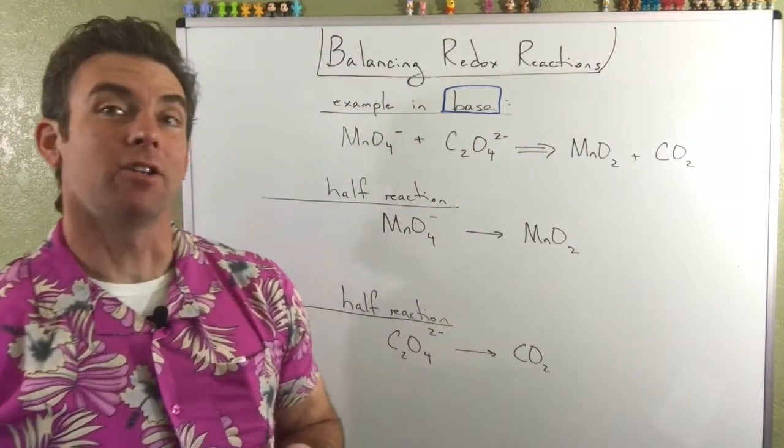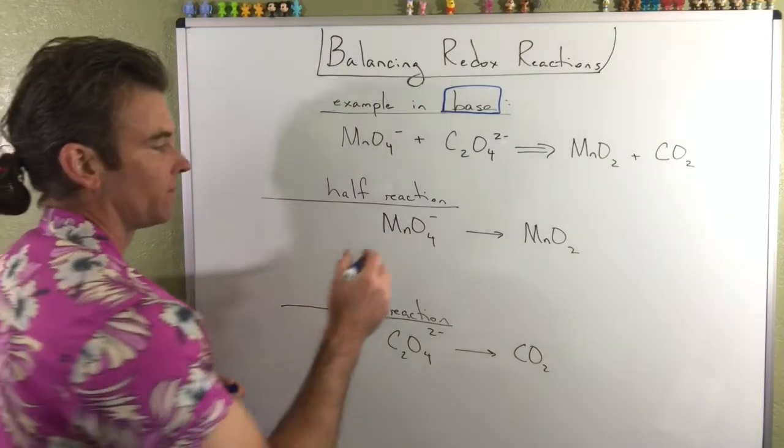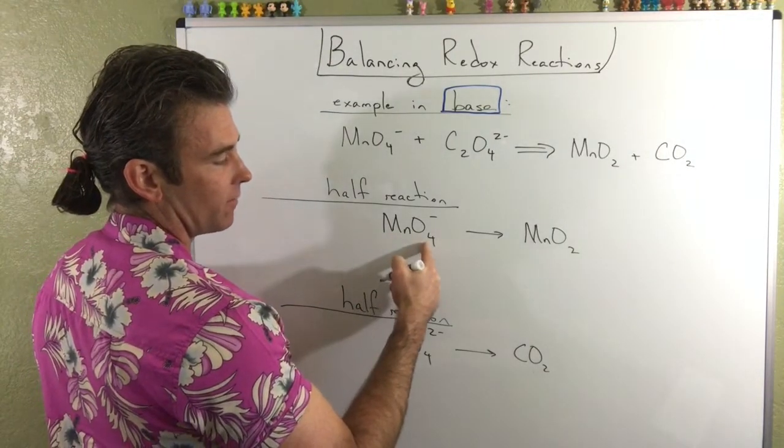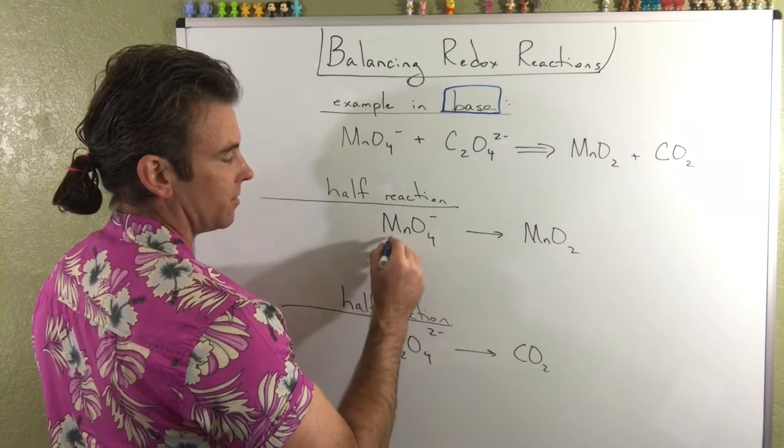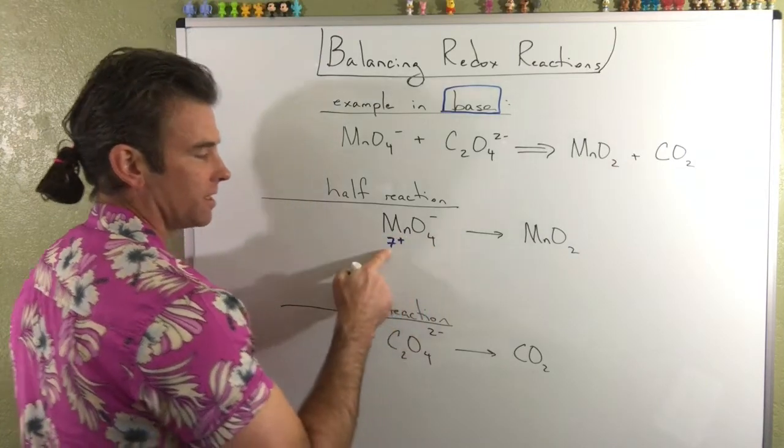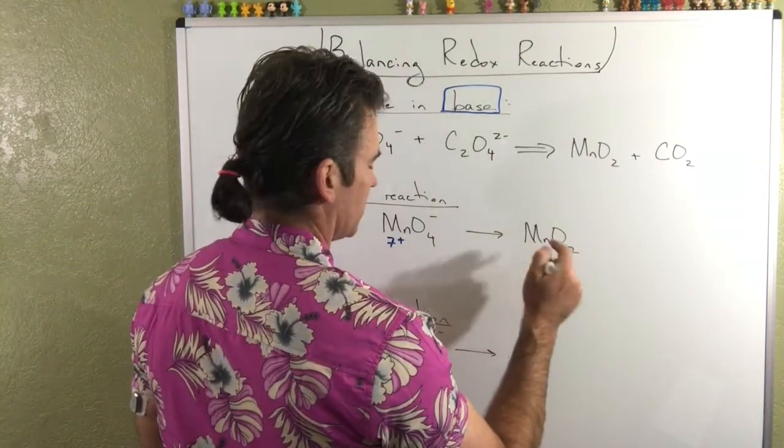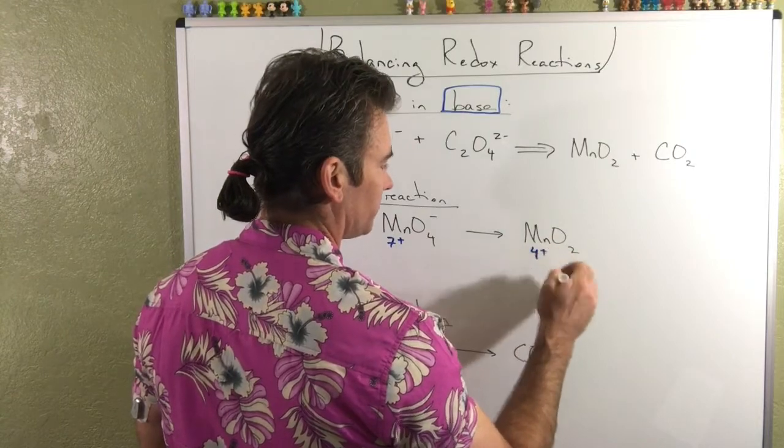At this point, I'll check the oxidation states. So this guy, right, 4 oxygens at 2 minus gets me to an 8-. So that is a 7+. This guy is going to a 4+.